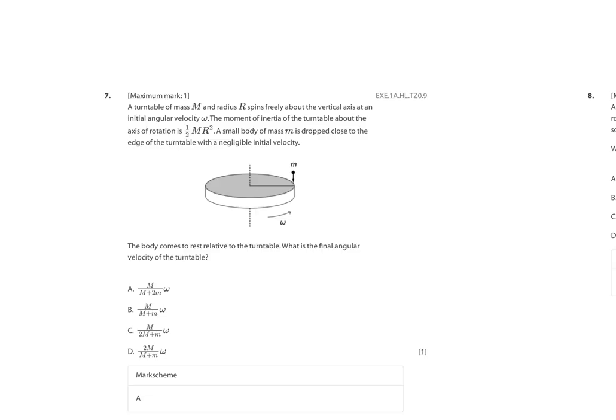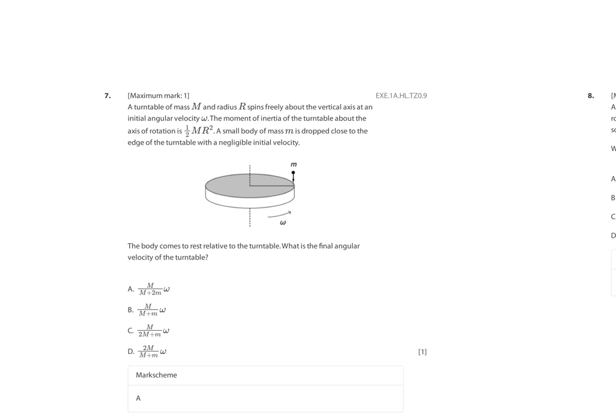A small body of mass m is dropped close to the edge of the turntable with a negligible initial velocity, so it's placed on the edge. The body comes to rest relative to the turntable. So then it says, what is the final angular velocity of the turntable?